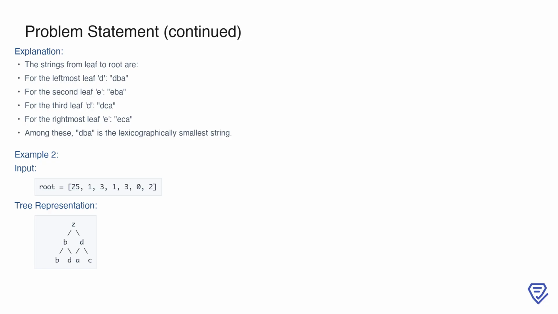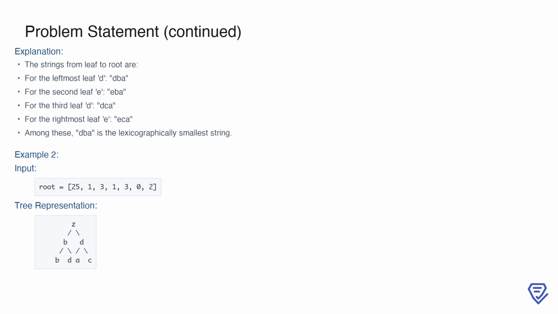Here's why DBA is the smallest string. Starting from the leftmost leaf D, the path to the root forms the string DBA. The next leaf, E, gives the string EBA, and while it shares the same root, it comes later alphabetically than DBA. Similarly, for the right subtree, the leaf D forms the string DCA, and the leaf E forms ECA, both of which are alphabetically larger than DBA.